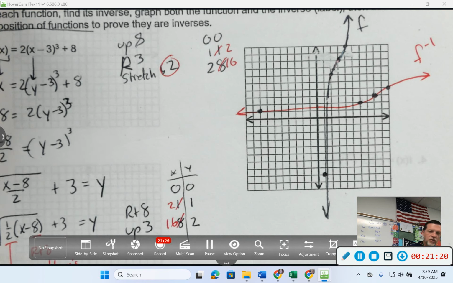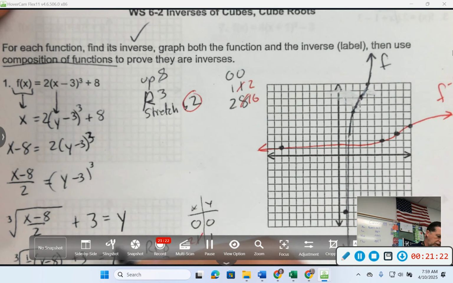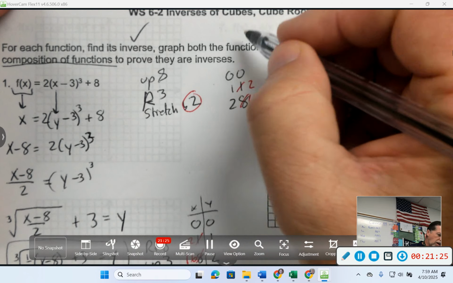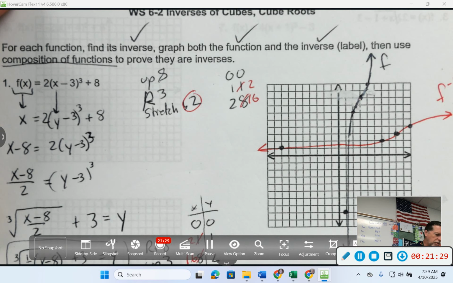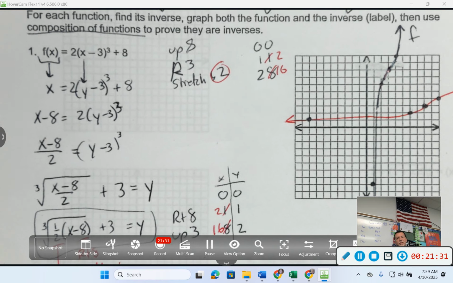Okay, back to instructions. How are we doing here? Find its inverse. We did that. Graph both the functions. We did that. And the inverse. Use composition of functions to prove they're inverses. Oh, we haven't done that yet.